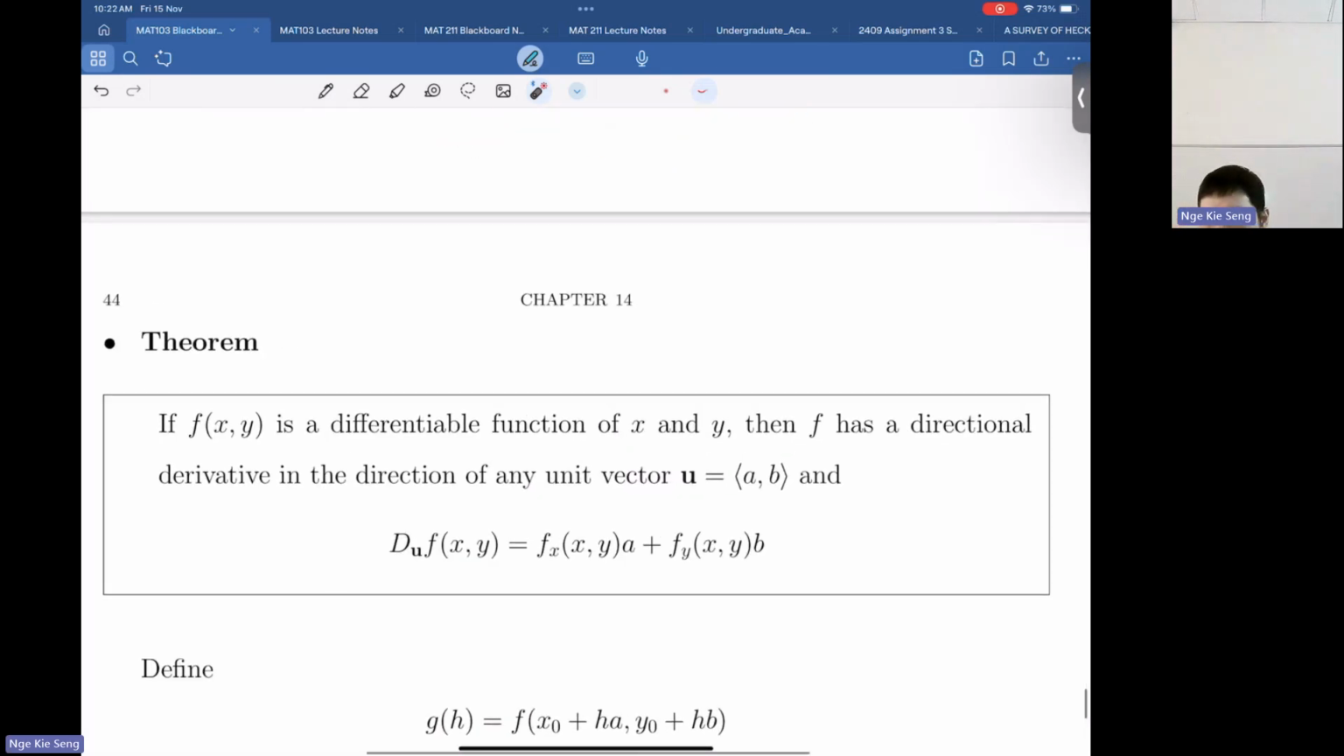So the theorem is if f is a differentiable function in x and y, then f has a directional derivative. So has means what? You can find it. How to find it? Oh, actually you use the partial derivative with respect to what you know before. But how do you do the combination here? You take fx of xy multiplied by a. Where is this a come from?